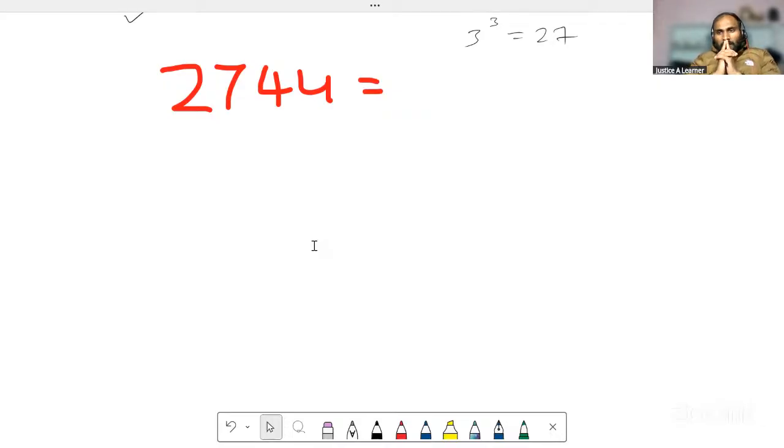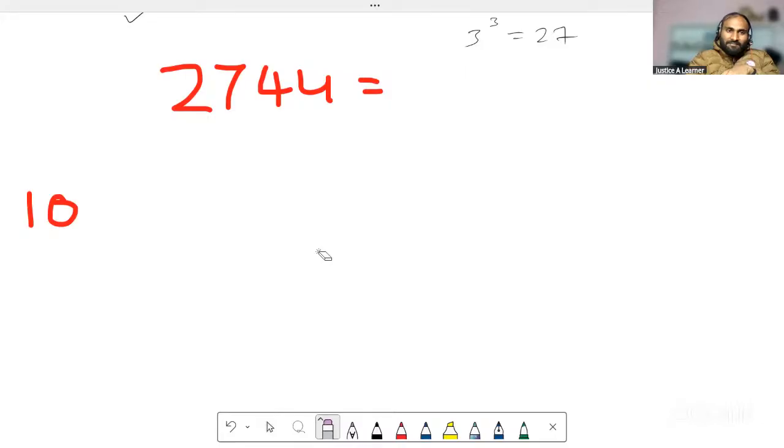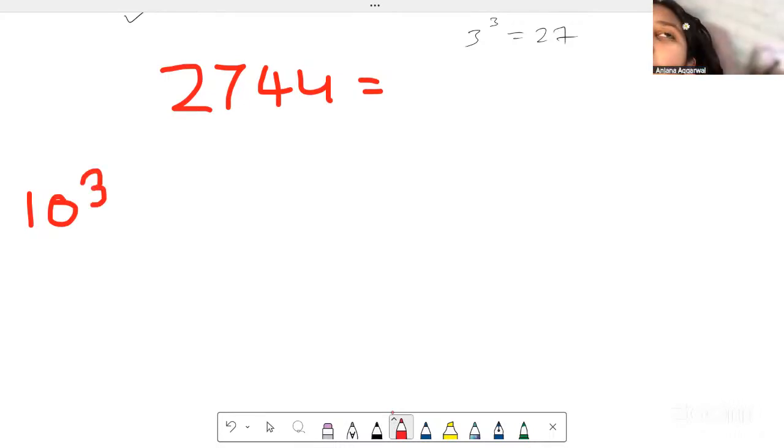10 is your base value. Remember that. That's 10 to the power of 6. No, no, no, no. That is not the way. 10 to the power 3. Now you need to work with the digits. 1, 2, 3, 4, 5, 6, 7, 8.